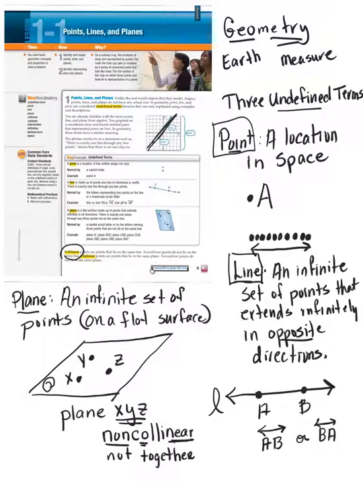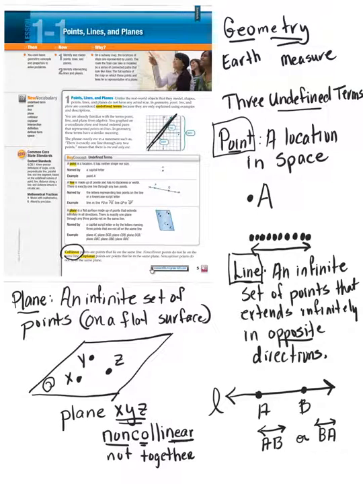Coplanar points are on the same plane, on the same flat surface. They're either on the same flat surface, or a flat surface can be put through the 3 points at the same time. I'll show you this in an example in a few minutes.